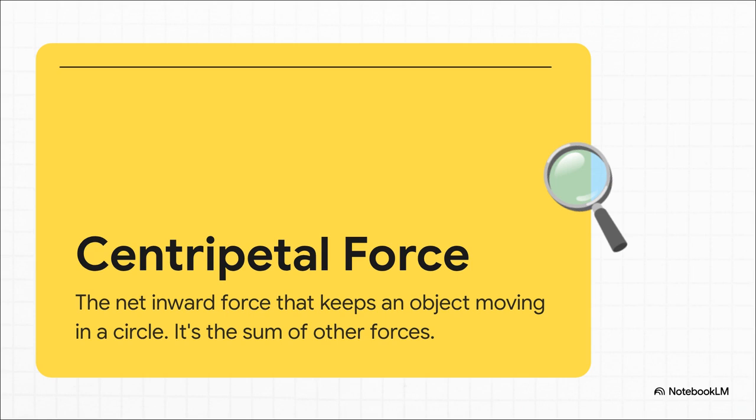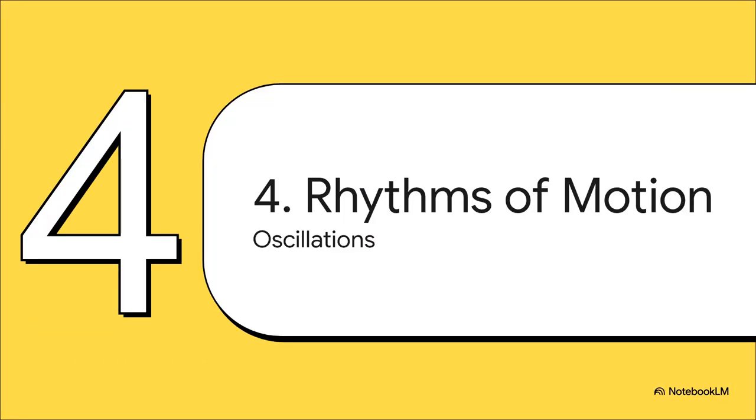It could be the tension in a string you're swinging, or the force of gravity keeping a satellite in orbit. It's simply the sum of all the forces that are pointing toward the center of the circle, constantly yanking the object away from the straight line it wants to travel in. So, we've gone from falling, to flying, to spinning in circles.